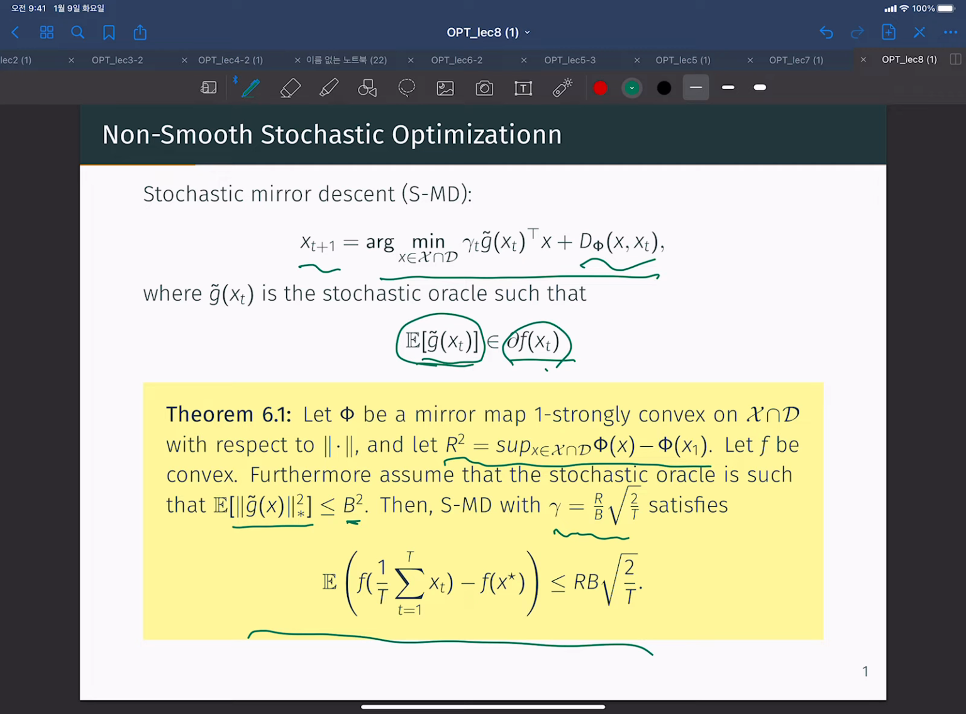When B is very small, then g tilde is always very small, so we can easily guarantee nice behavior. On the other hand, if B is very high, then g tilde can be very large, or the variance of g tilde can be very large, so we are in trouble to guarantee anything, like the stochastic gradient descent algorithm with high sigma square. Okay, so let's go back to the mirror descent with the original gradient, the true gradient vector.